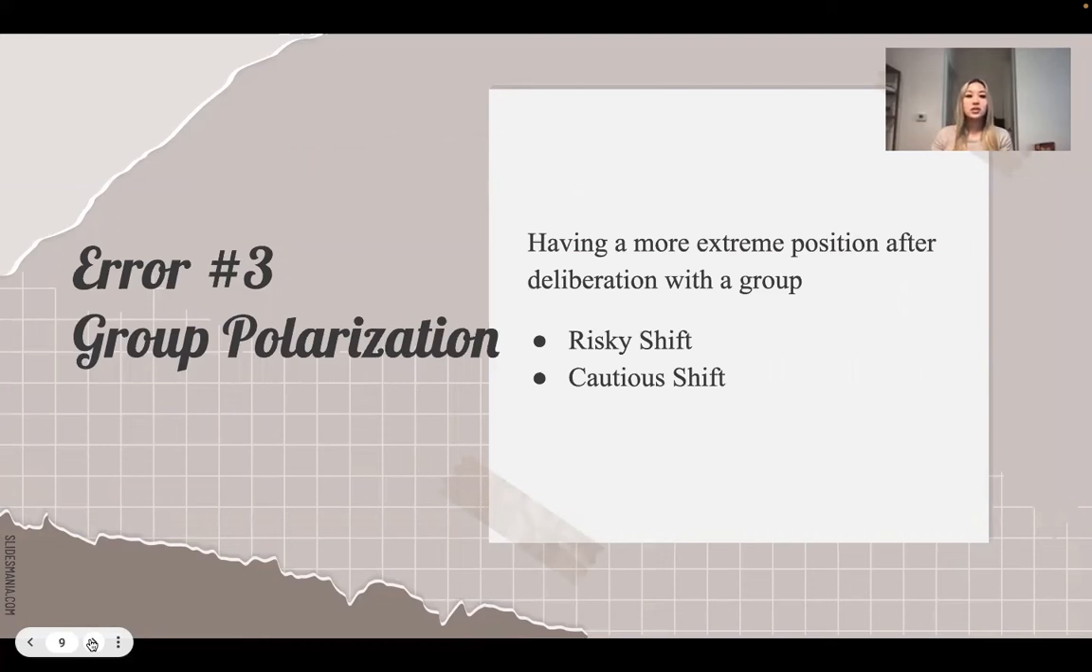Group polarization is taking positions more extreme than before deliberation. Every person is entitled to their own opinions. However, when a person is exposed to risk, a risky shift is more likely to occur. And when a person is exposed to caution, a cautious shift is more likely to occur. An example of a risky shift is moving to a new city. A cautious shift would be contemplating whether to ride a roller coaster.